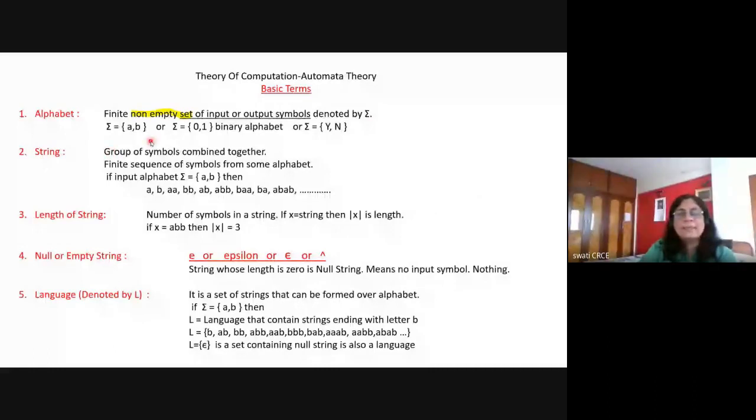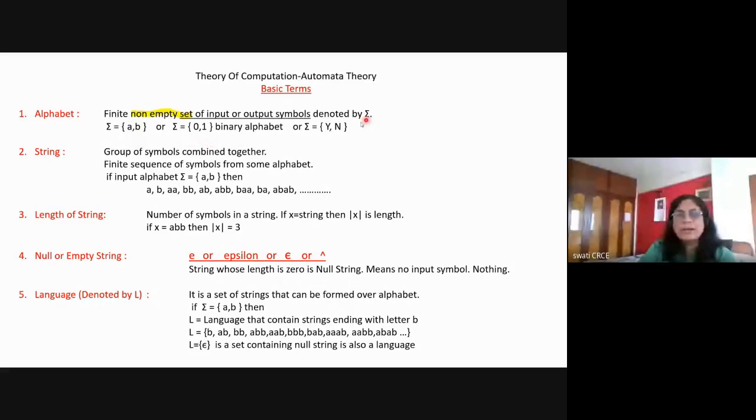So sigma is nothing but capital I or capital O. Alphabet is represented as sigma. This sign is called a sigma. Sigma means alphabet. It can be an input set of symbols or an output set of symbols. For example, if your sigma is {a, b}, then your string is made up of a's and b's, and it can be an input string or an output string.